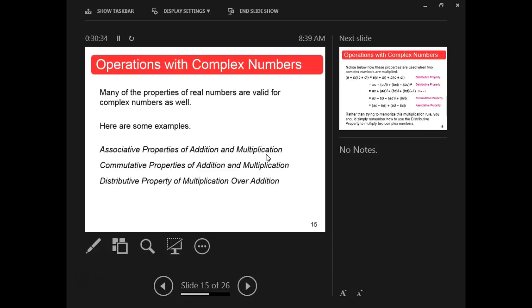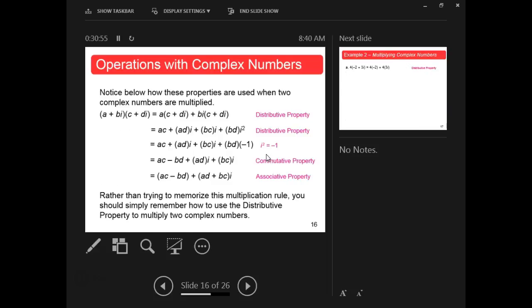So that's associative property of addition and multiplication, commutative property of addition and multiplication. Distributive property of multiplication over addition. If you have something outside of parentheses times something inside, you distribute the outside over both terms of the inside. Okay? We will see that in small ways later. Okay? So notice how these properties are used when two complex numbers are multiplied.